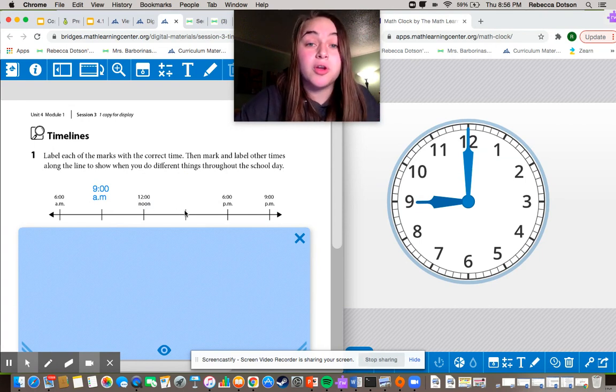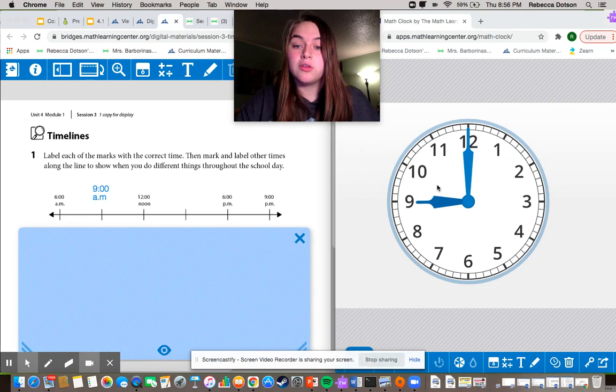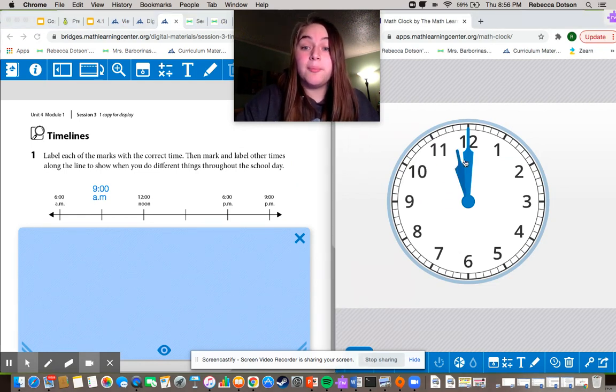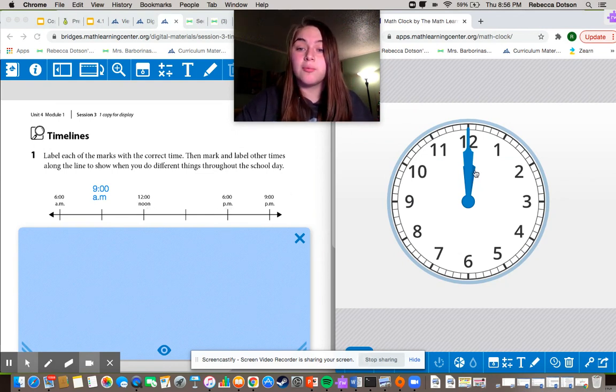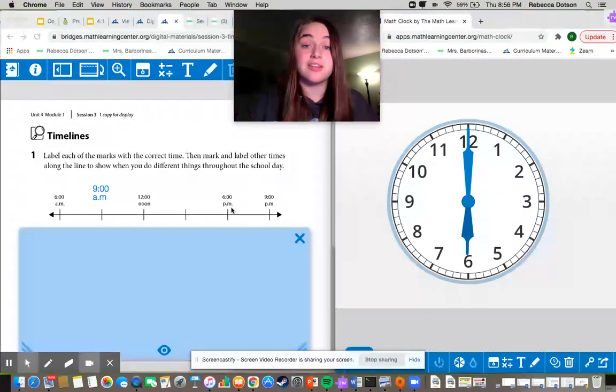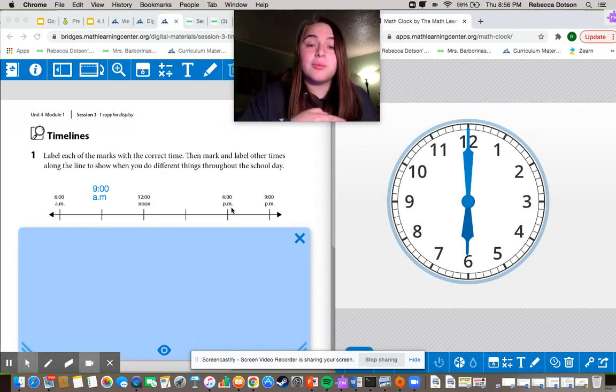Now let's find out what would go here. So this time is afternoon, so we know it's going to be p.m. So starting at 12 o'clock, we know the next time shown on our timeline after that is 6 o'clock. And again, I'm noticing it looks like this mark is exactly halfway between noon and 6 o'clock. So just like last time, the difference between them is the same. They both have 6 hours in between them.